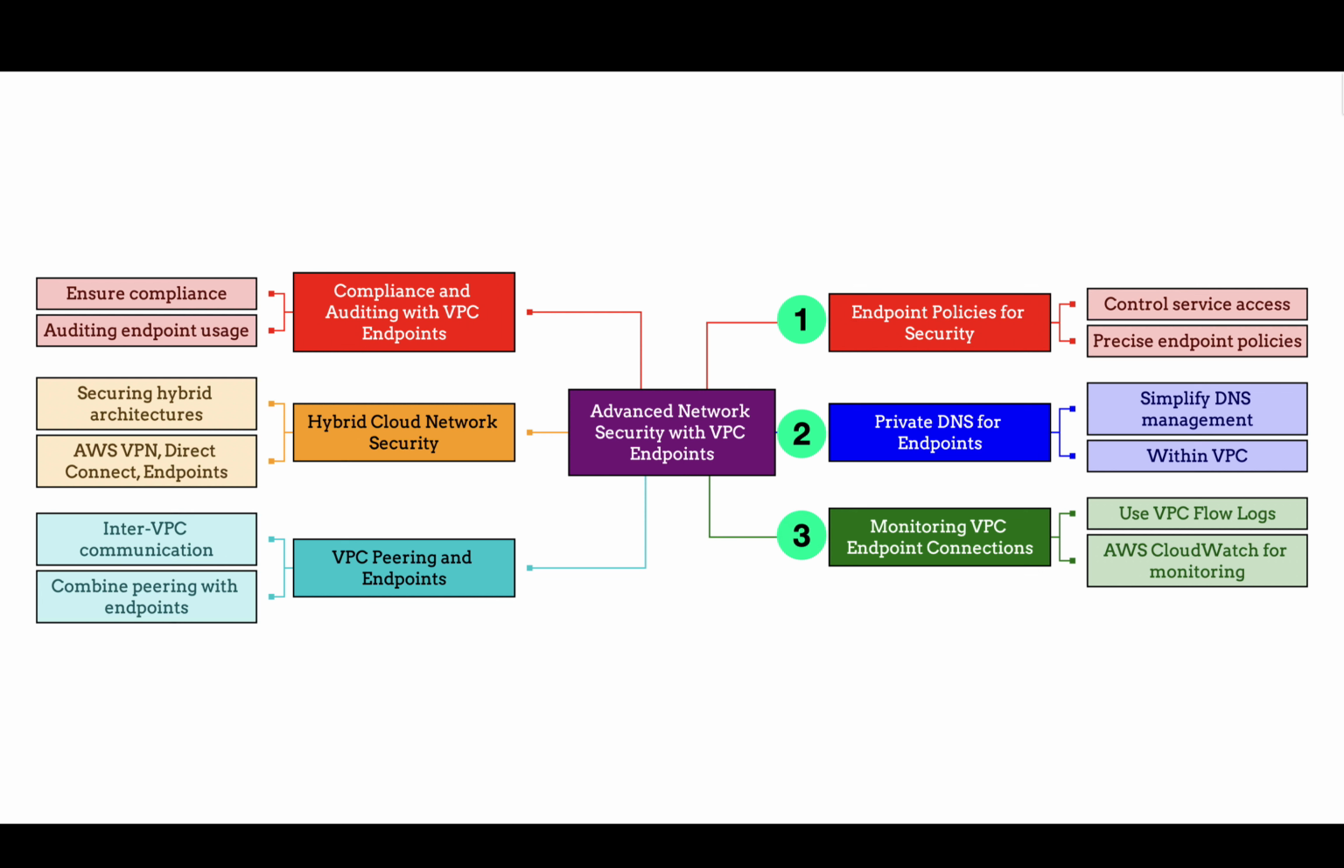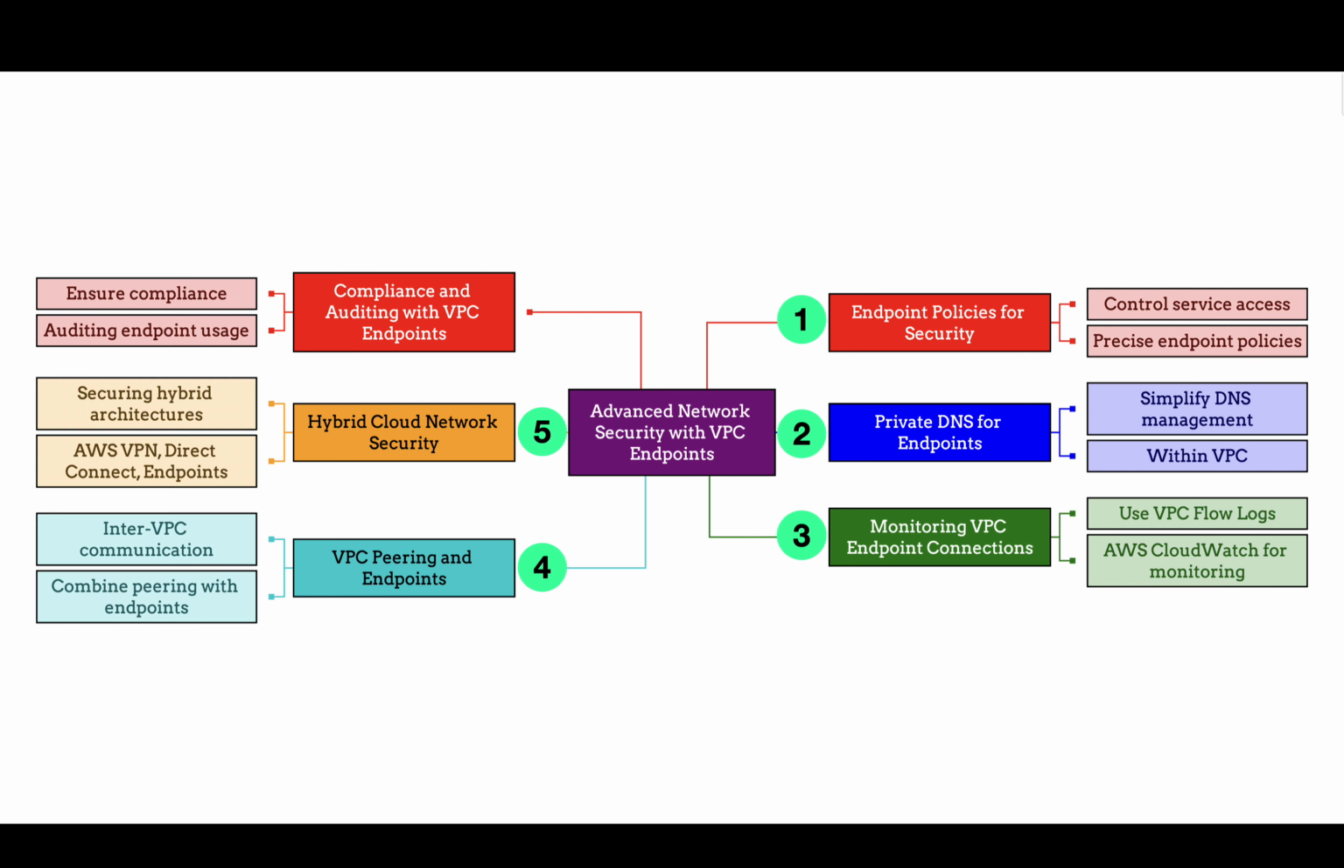3. Monitoring VPC endpoint connections. Use VPC flow logs and AWS CloudWatch to monitor and log the traffic passing through VPC endpoints. 4. VPC peering and endpoints. Understand how VPC peering can be combined with endpoints for inter-VPC communication.